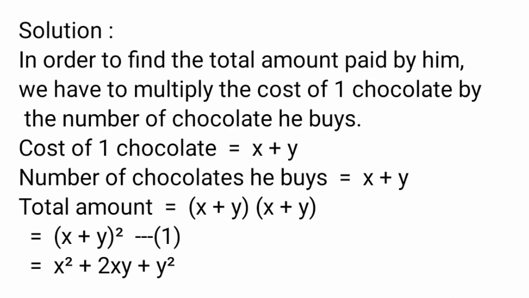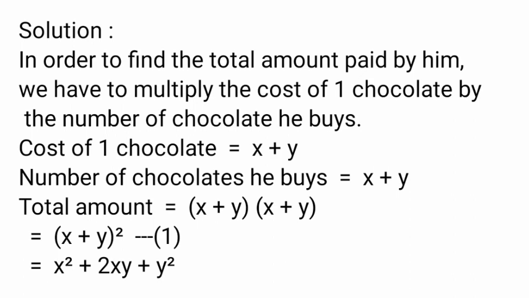Solution: in order to find the total amount paid by him, we have to multiply the cost of one chocolate by the number of chocolates he buys. First, the cost of one chocolate is x plus y. Therefore the number of chocolates he buys is also x plus y. The total amount is the cost of one chocolate into the number of chocolates, that equals x plus y into x plus y. Therefore (x plus y) the whole square, that is equation number 1.